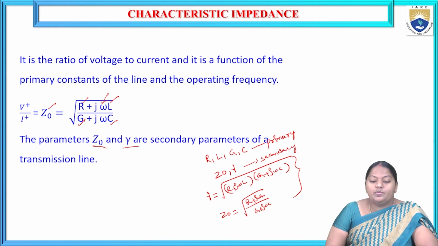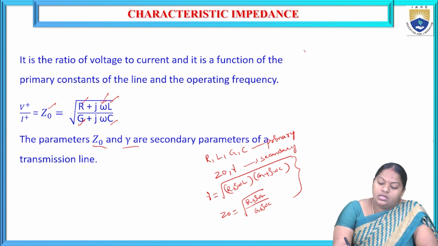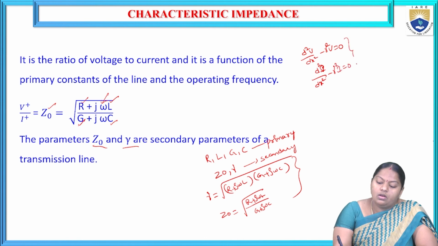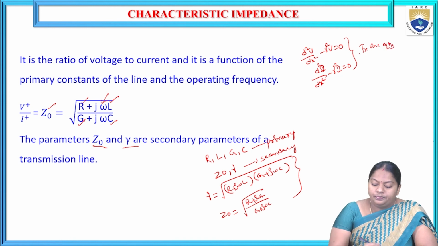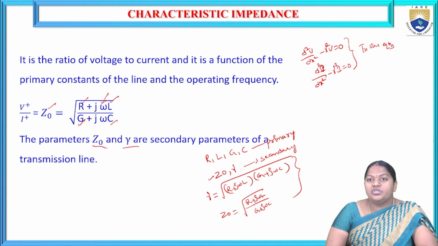So what we have learned in this particular lecture is that from a small section of a transmission line, we have derived the transmission line equations, that is, d²V by dx² minus γ²V equals 0 and d²I by dx² minus γ²I equals 0, which are called transmission line equations, and the characteristic impedance Z0 is called a secondary constant of a transmission line.